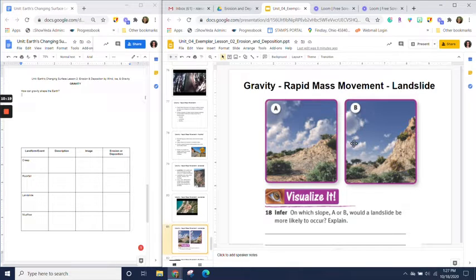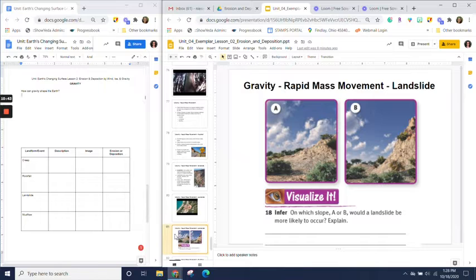The answer is slope B, because it is a steeper slope, and the steeper the slope, the more prone it is to a landslide or a rockfall. Another reason is that there's slightly less vegetation on this slope also.